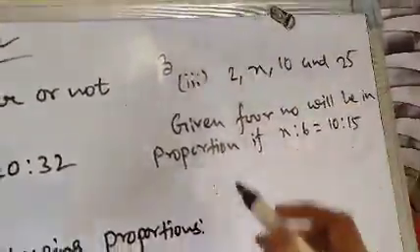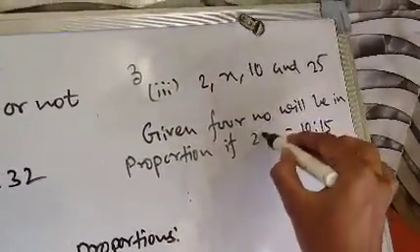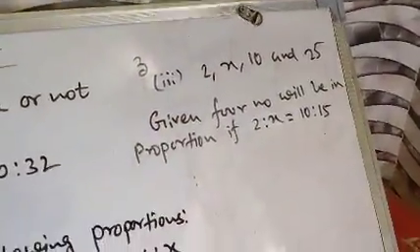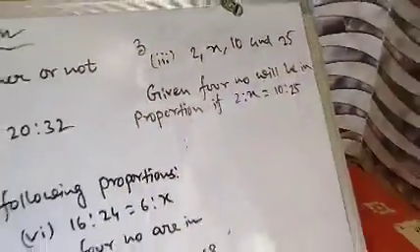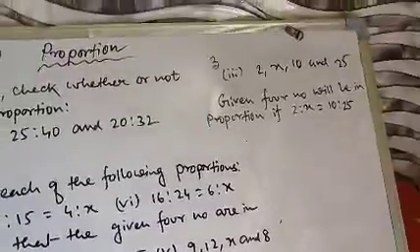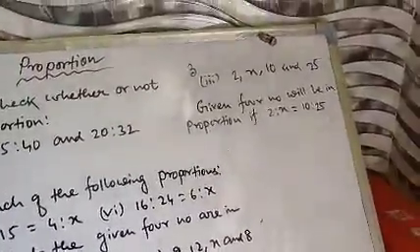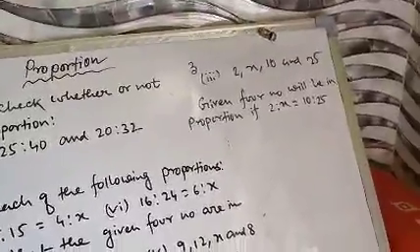The given four numbers will be in proportion if the ratio of the first two numbers, that is 2 is to x, will be equal to the ratio of the last two numbers, that is 10 is to 25. The concept will be same.